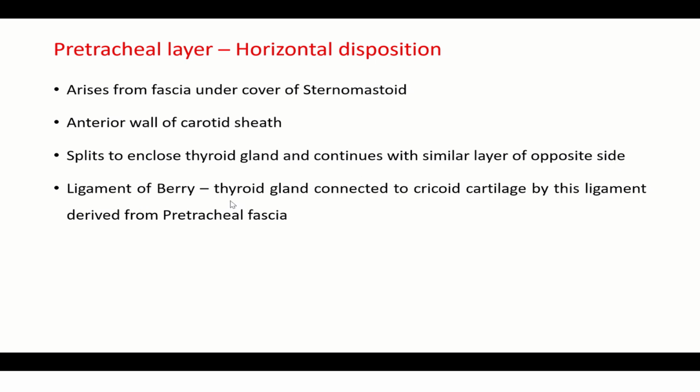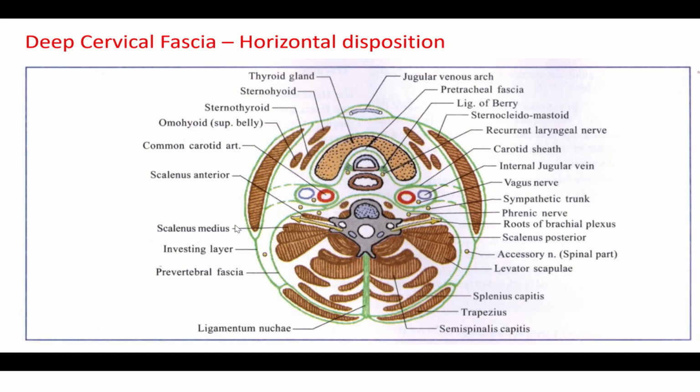Ligament of Berry. So this ligament connects the thyroid gland to the cricoid cartilage. So this is derived from the pretracheal fascia. You can see here, this is the ligament of Berry, which is derived from the pretracheal fascia.